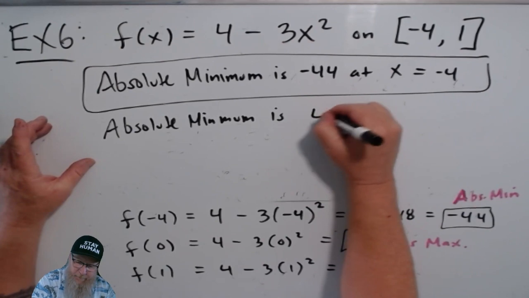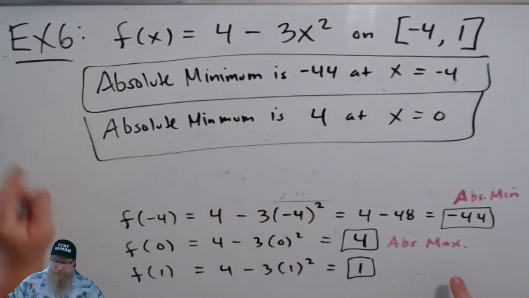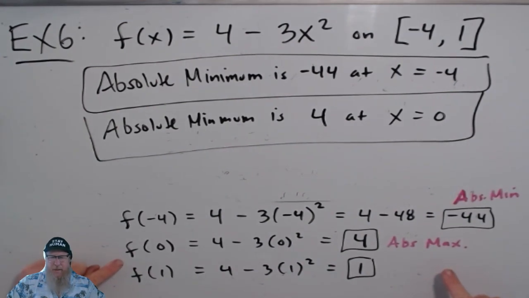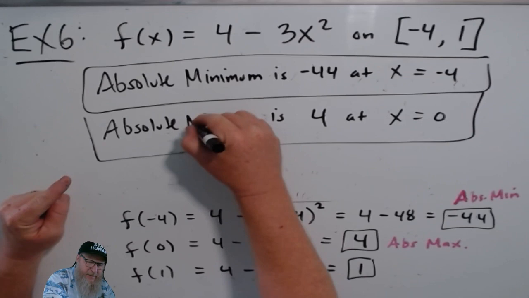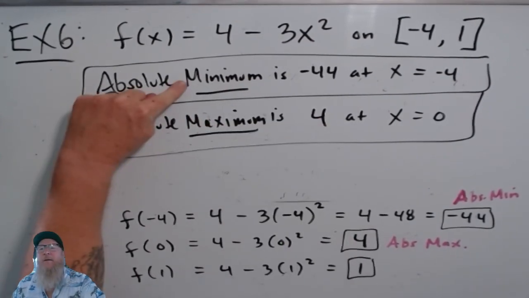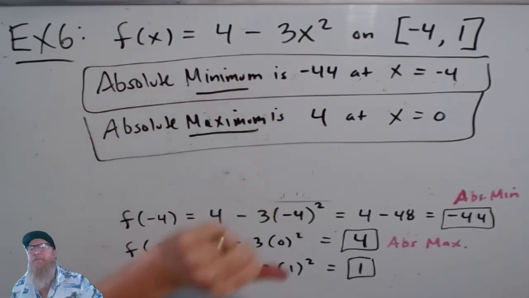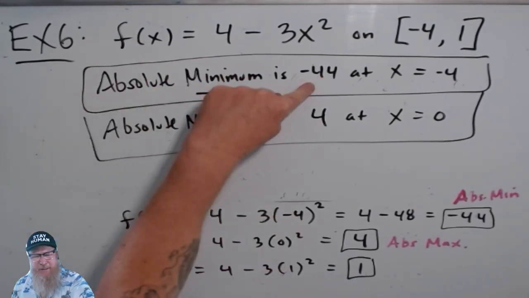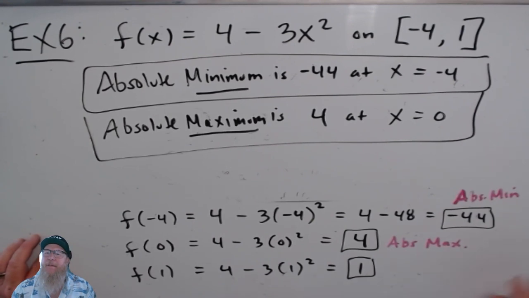Which one? 4 at x equals 0. I got them backwards, don't I? This one's minimum. This one's maximum. All right, got them right. Minimum, negative. See how the sign kind of pops out if you get them backwards. So minimum is -44. Maximum is 4. And then this is just a non-extreme value.